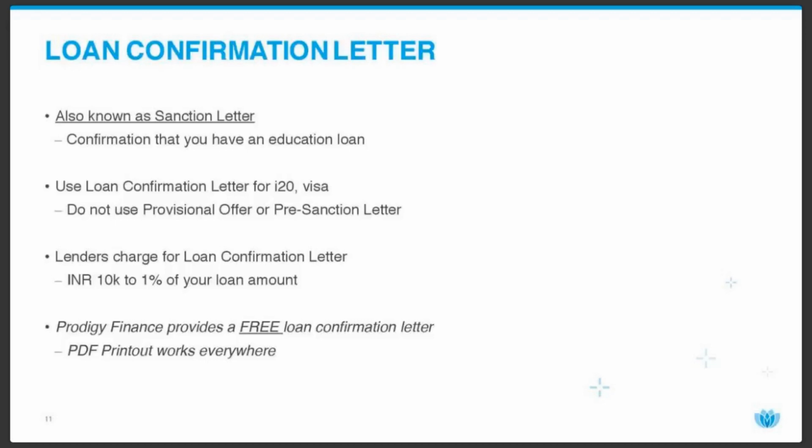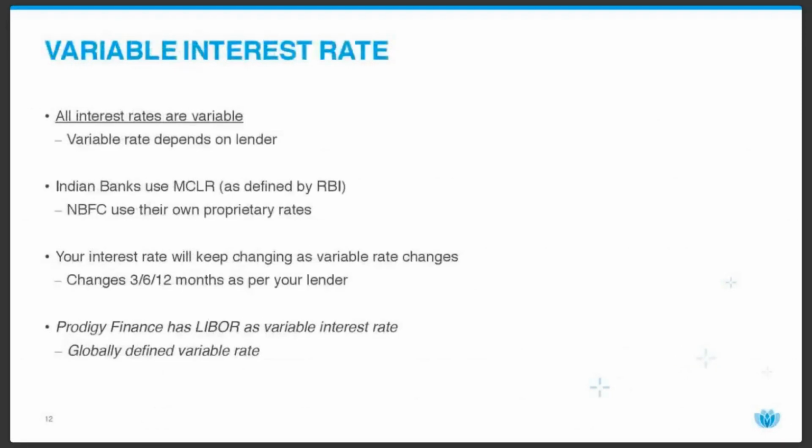So when I talk about variable interest rate, I really want everyone to understand that all interest rates are variable. So when you apply for a loan, and if you're given a loan right now at a certain percentage, it will change as you go along. Different lenders have different variable rates. Indian banks use MCLR, that is the marginal cost of lending rate. It is defined by the Reserve Bank of India.